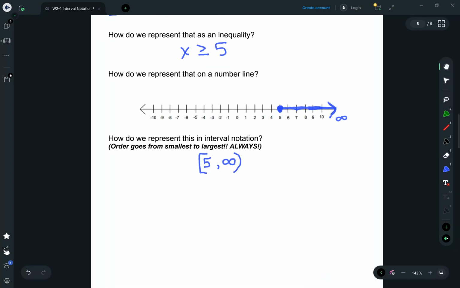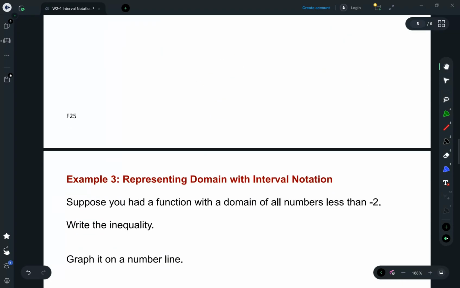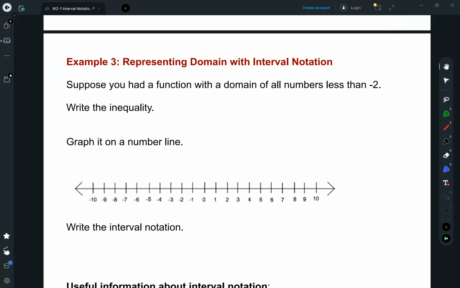All right, we just did that one together. Let's go to the next problem. I would like you guys to take a moment to try this right now. We just did an example of this. I want you to try this example 3. Let's try representing a domain with interval notation. So go through this example, write the inequality, graph it on a number line, and write it in interval notation. Then we'll go over it together.